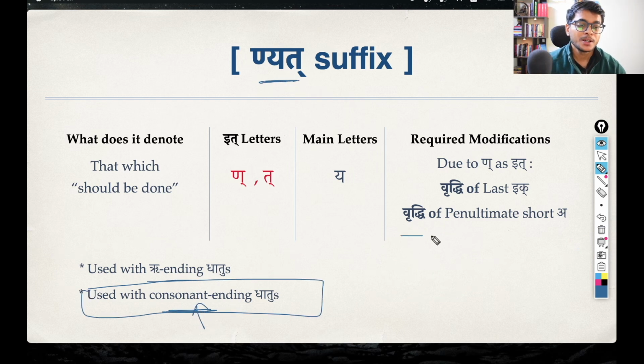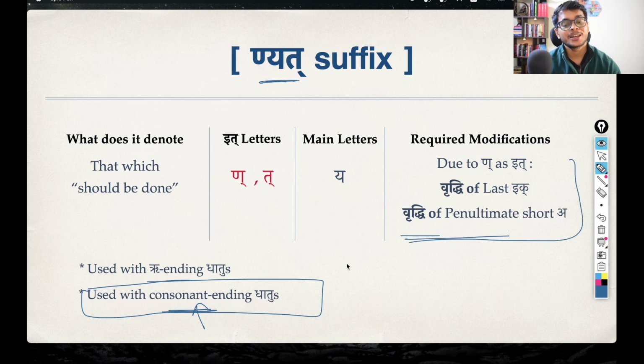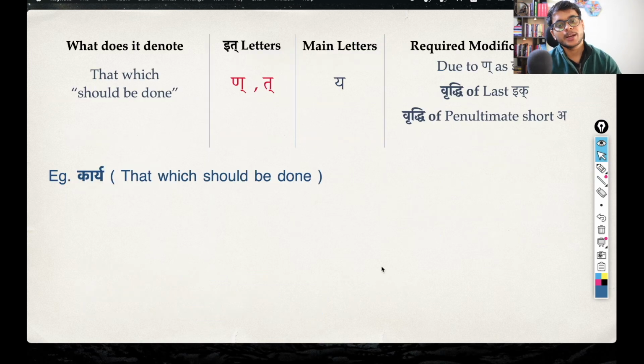Okay, so I hope the required modifications for this particular suffix are clear. And I also hope that what kind of dhatus use this nyat suffix is also clear: all the dhatus that are rikara ending and all the consonant ending dhatus use this nyat suffix. Okay, and with this in mind, let us see the first example. So we have the pratipadika karya. It is again a very common Hindi word, karya, that which should be done. Okay, and you can already guess it is coming from kri dhatu.